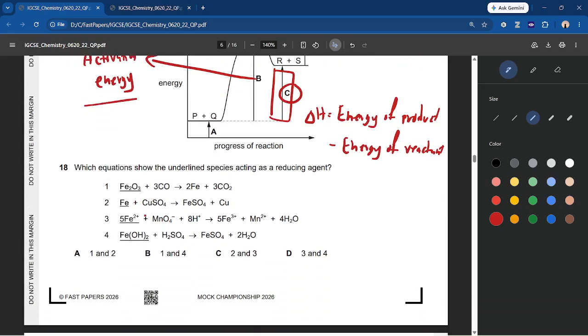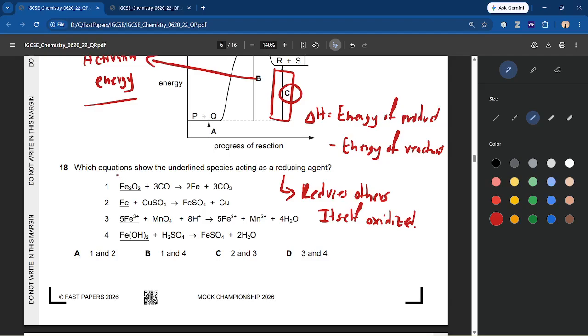All right, 18. Which equations show the underlying species acting as a reducing agent? So a reducing agent reduces others and itself is oxidized. So we're going to have to look for the reactants that reduce others and then oxidize itself. So let's take a look at what we have.